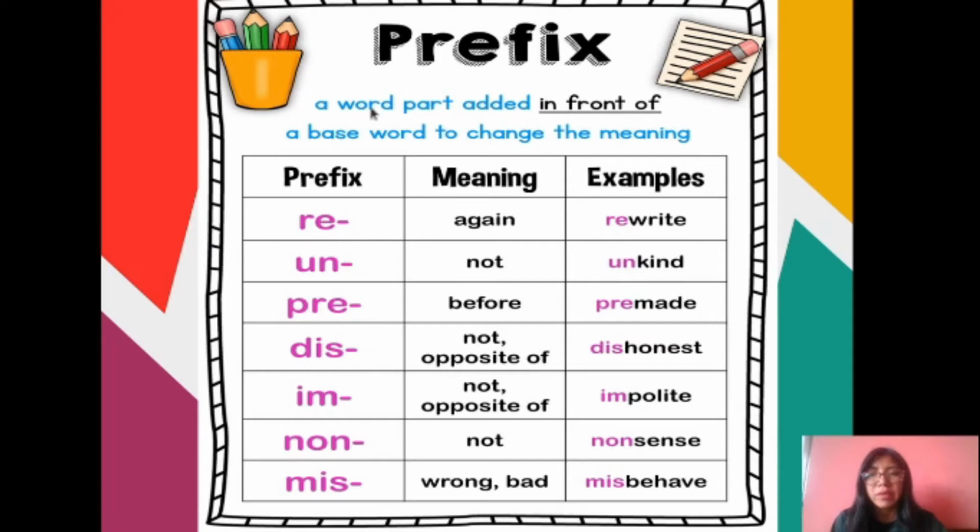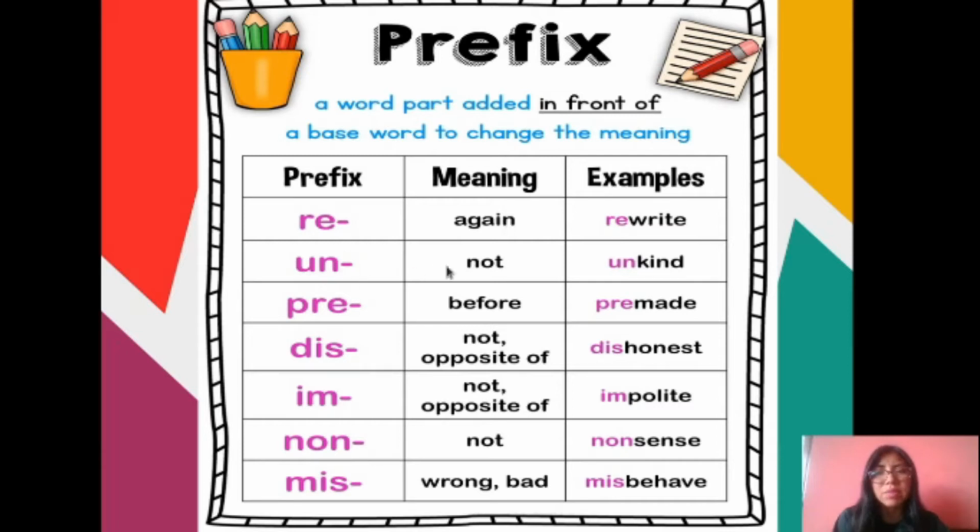As I said before, a prefix is a word part added in front of a base word to change the meaning. Okay, remember, when we add a prefix, the meaning of the word changes. Cuando utilizamos un prefijo, va a cambiar el significado de la palabra. For example, what is the meaning of re? It means again. Okay, for example, here you have write. That is a verb. Okay, rewrite. Again. Okay, so the prefix changes the meaning. Write, escribir, rewrite, again, reescribir, okay?